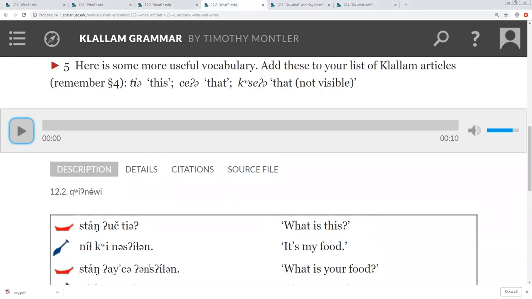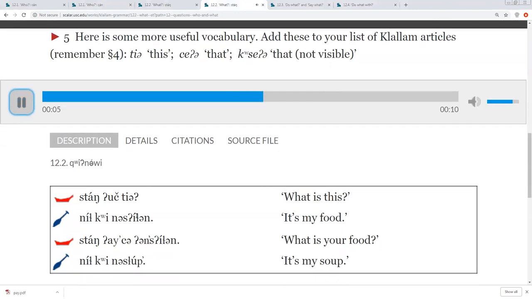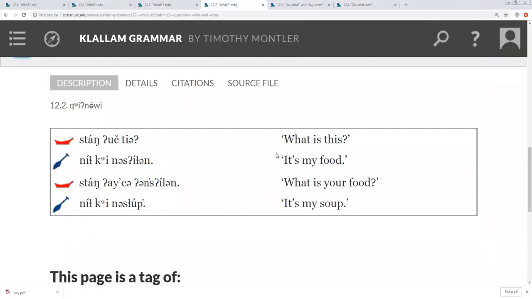And more useful words. Tia, this. Say that, not visible, say. And our exercise for chapter 12.2. The next one we'll be going over is do what and say what.